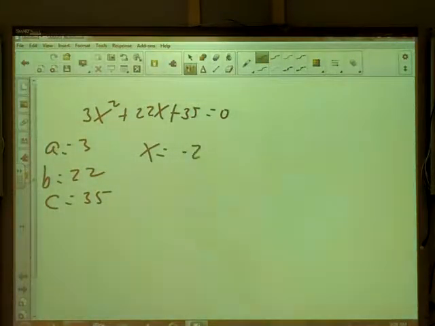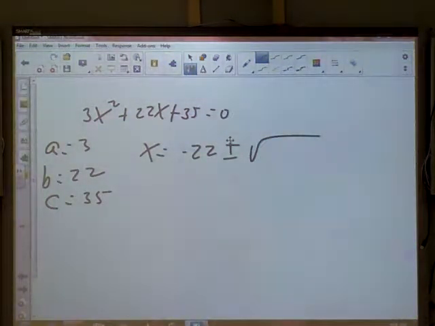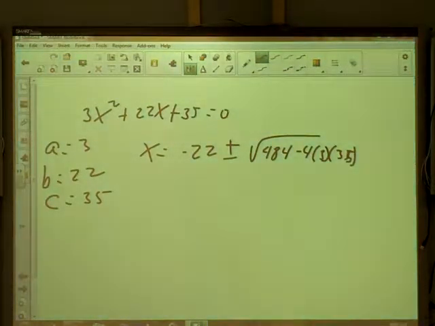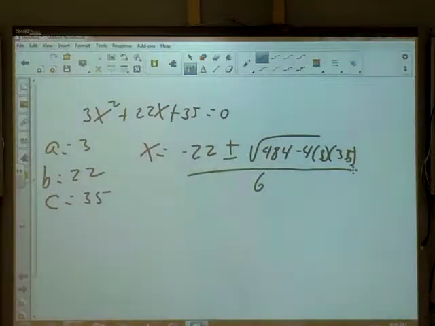X equals negative B plus or minus the square root. 22 squared is 484, according to my scratch from yesterday. Minus 4 times 3 times 35. It's about 5. All over 2 times A. Alright, let's see here.